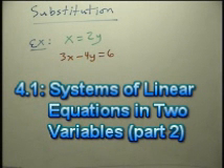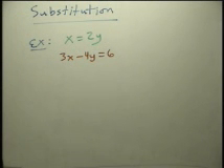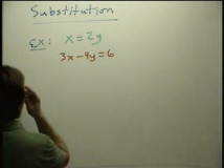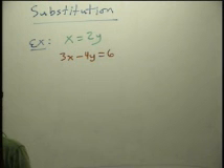We're now going to consider our algebraic methods for solving systems of linear equations. The first method we will look at is the substitution method. Here's an example. We have the system x equals 2y and 3x minus 4y equals 6.